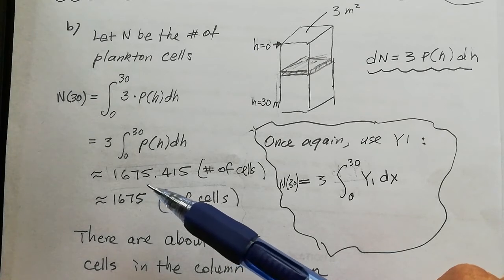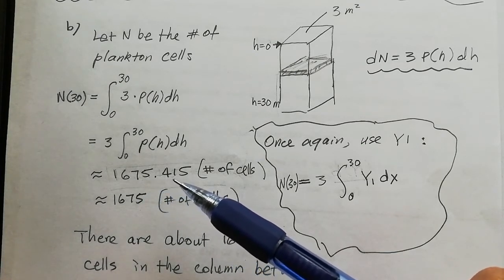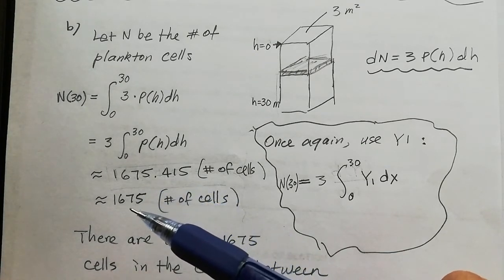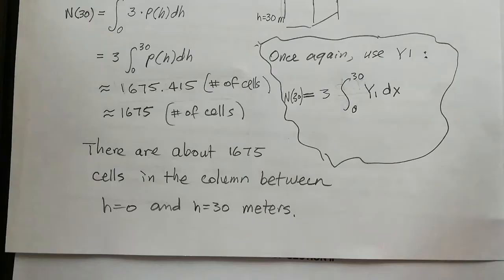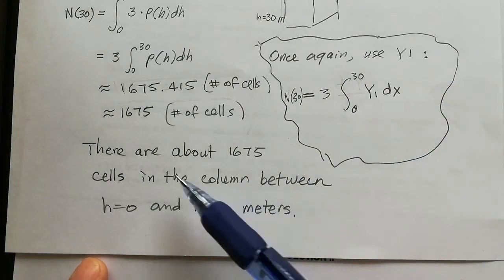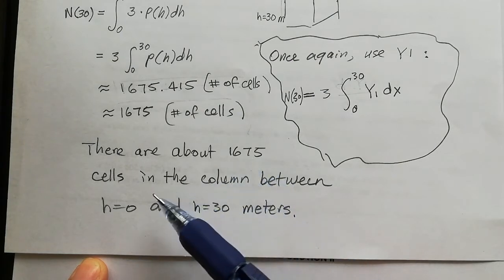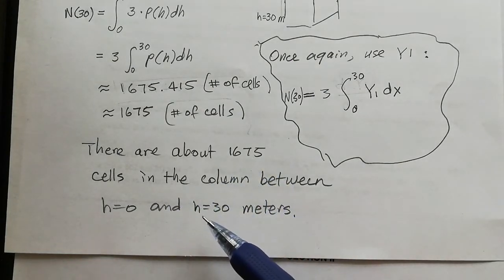The calculator gives you the answer 1675.415, and rounded to the nearest integer, it is 1675. So there are about 1675 cells in the column between h equal to 0 and h equal to 30.